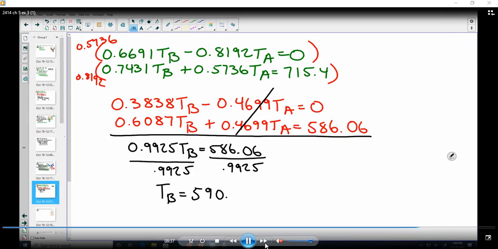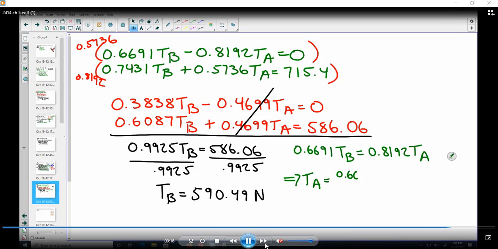and so you find that TB is equal to 590.49 newtons. And we can then use TB back in the original equation, the X equation, to solve for TA. By dividing, you find that TA is equal to 482.3 newtons.